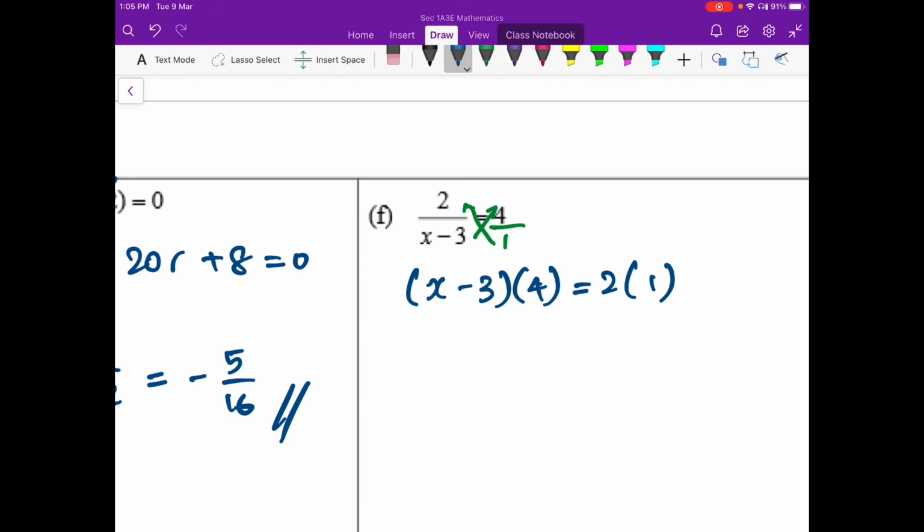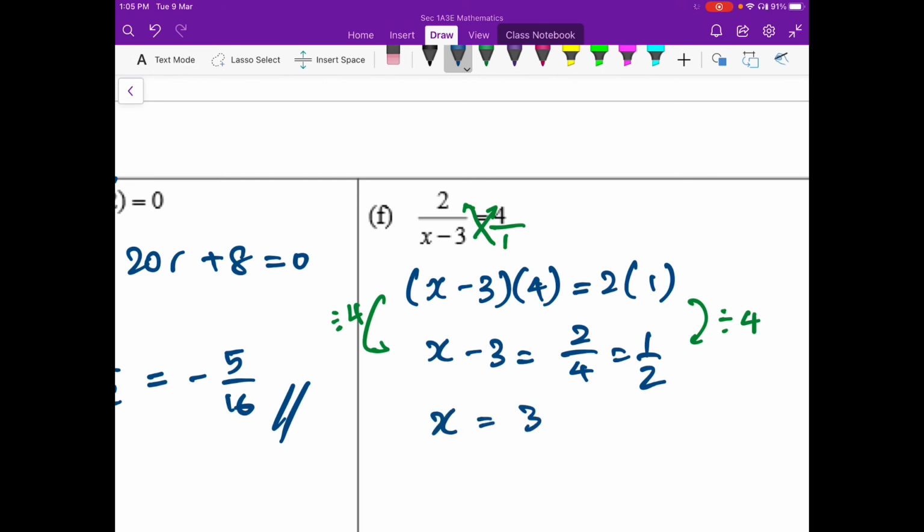So here, you have a choice. You can choose to expand x times 4, negative 3 times 4. Sure, you can go ahead and do that. Alternatively, let's divide by 4 on both sides. We can. So I'll go ahead and do that. Divide by 4. x minus 3, that is 2 over 4, which is half. x minus 3 is equal to half. So x must be 3 plus half, which is 7 over 2.